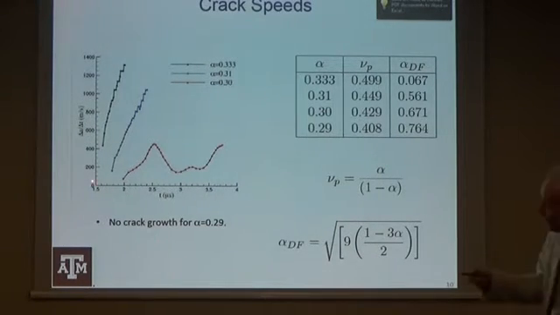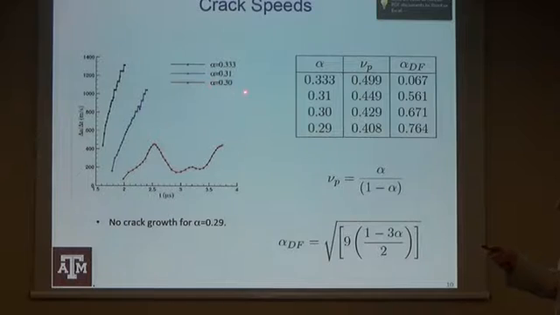Okay, what happens? Crack growth rate, so we can look at crack growth, delta A, delta T, versus time. This is for an incompressible, plastically incompressible solid, slightly compressible solid. The speed changes enormously, but nothing qualitatively changed.